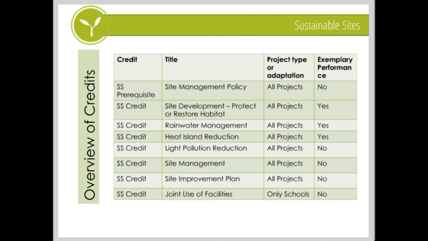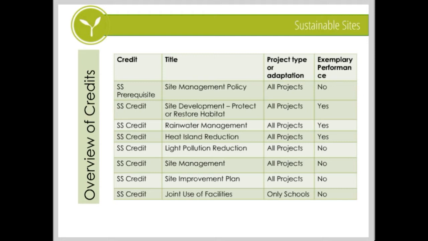Here is a complete list of credits that fall under Sustainable Sites within the O&M rating system. These credits address the main goals that we discussed on the previous slide. As you can see from the table, there is 1 prerequisite and 7 credits under O&M.